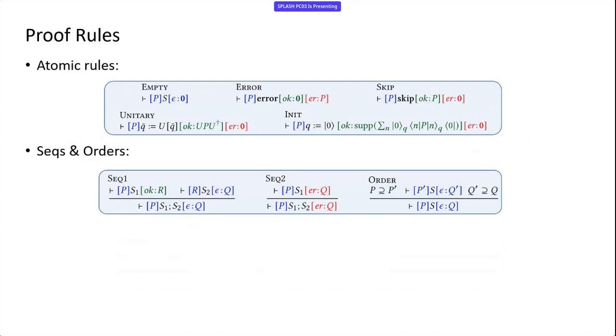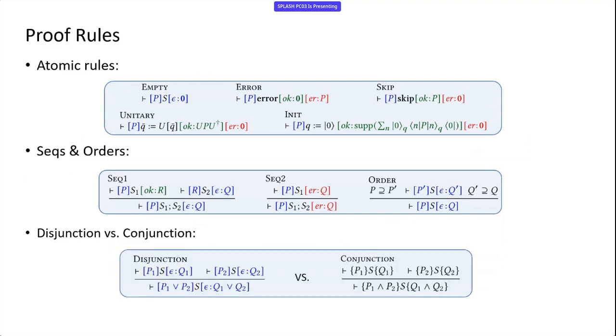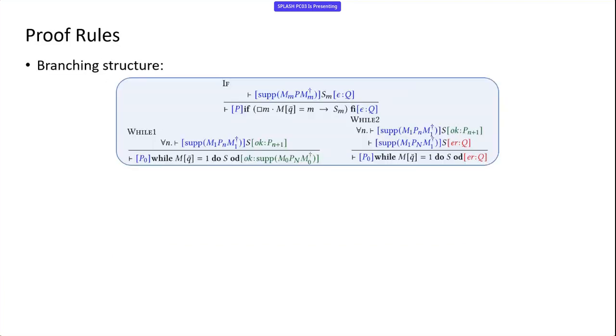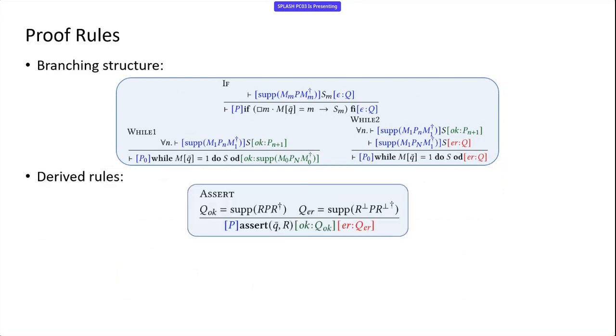Here, the subset relation denotes the relation between subspaces rather than the set of states. And we also have the disjunction rule, so we use it to merge different triples. And as a comparison, in the applied Hoare logic or in the classical Hoare logic, we have the conjunction rule to do that. And we also have the rules for the if structure and while program.